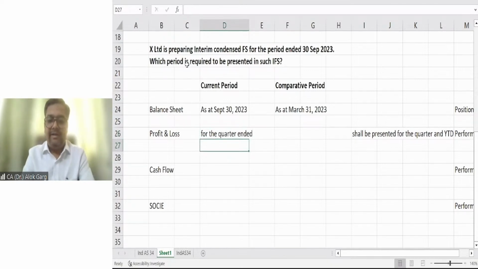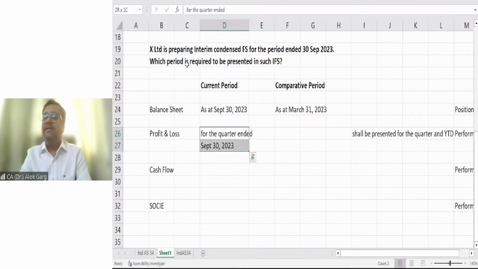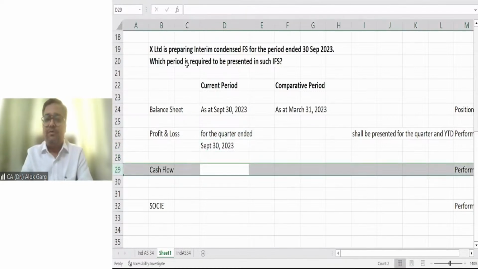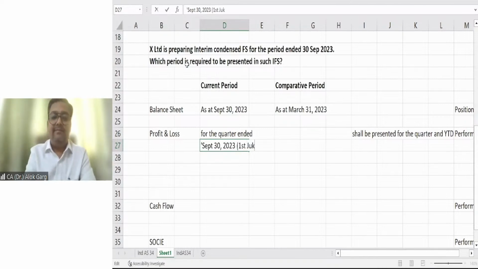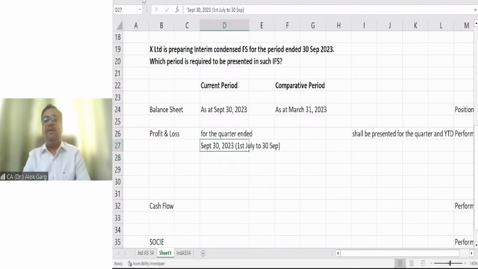For the quarter ended what? September 30, 2023. Friends, what is the quarter ended September 30, 2023? What is the quarter ended 30th September 2023? Tell me. It means 1st July to 30th September.